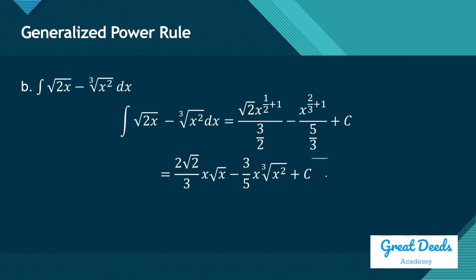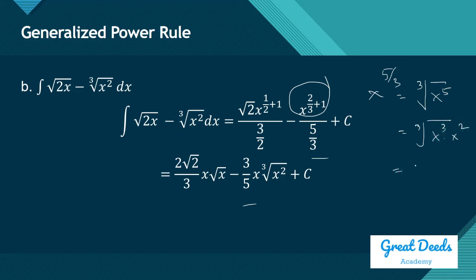Okay, we are here in the second term. This becomes 3/5 times x raised to, what is this? X raised to 5 over 3. Again, we can write this as the cube root of x to the 5th and cube root of x cubed times x squared. Okay? Cube root of x cubed is x. And so we are left here with cube root of x squared. Okay? Plus c.